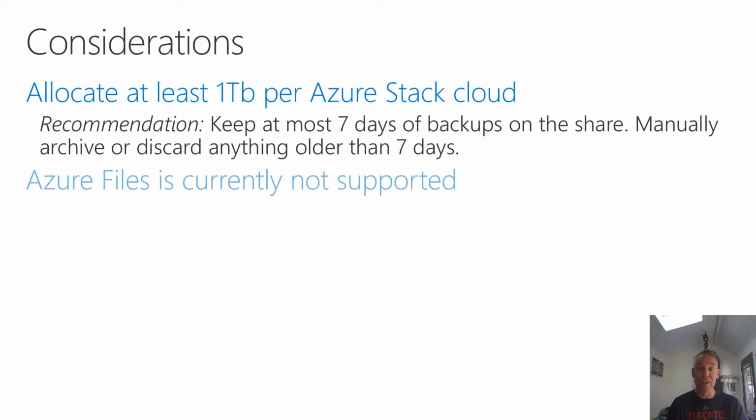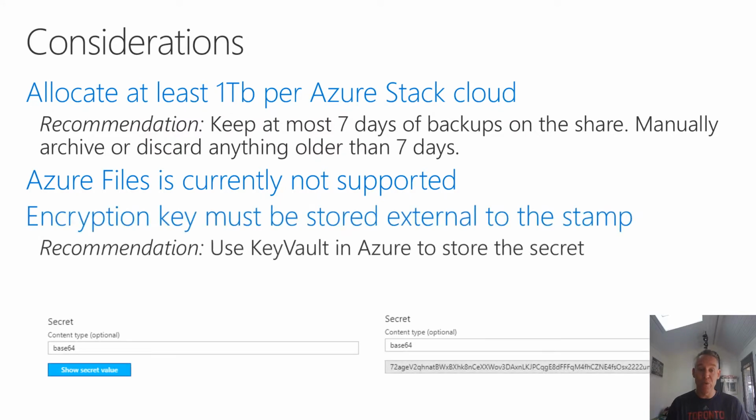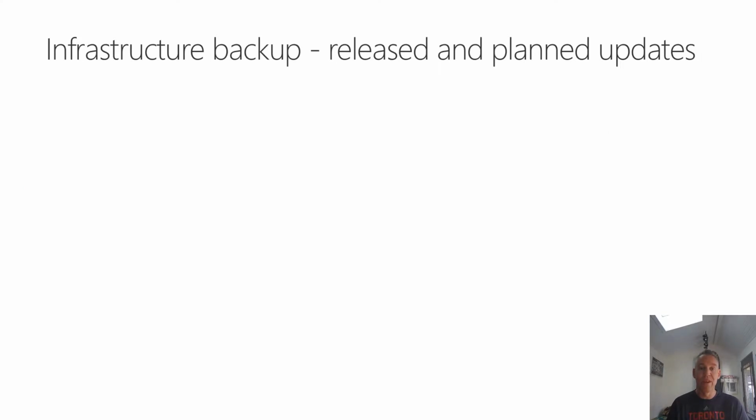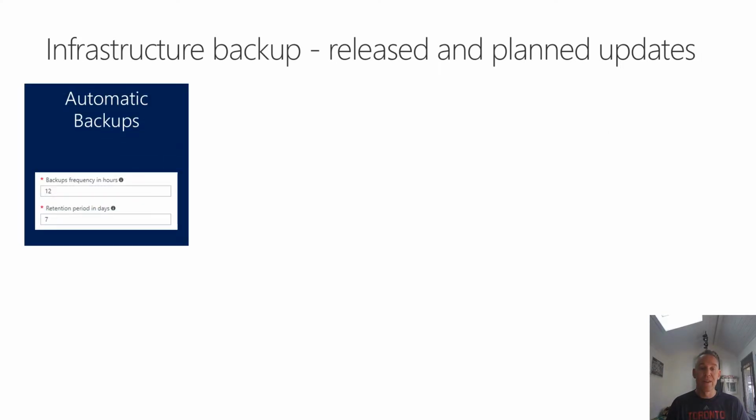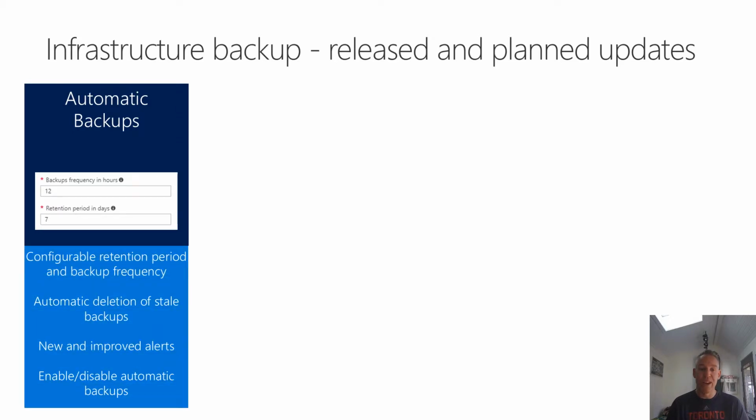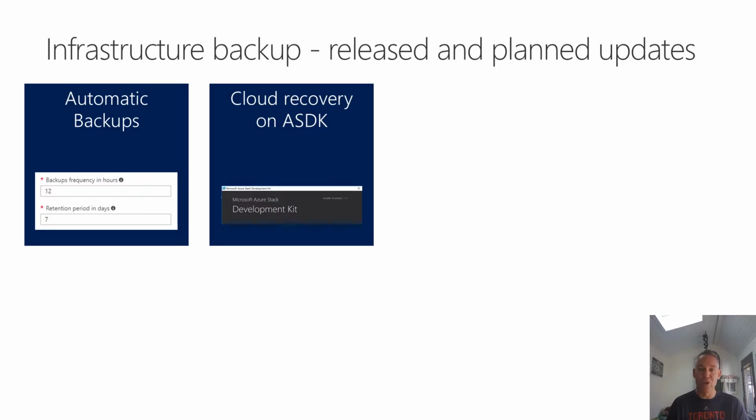So you should have enough disk space. We don't support Azure files, and you need to be able to keep the encryption key. In this case, it's now a certificate. It's not a string. So here's some examples. This is a configurable frequency for backups, like I showed you.